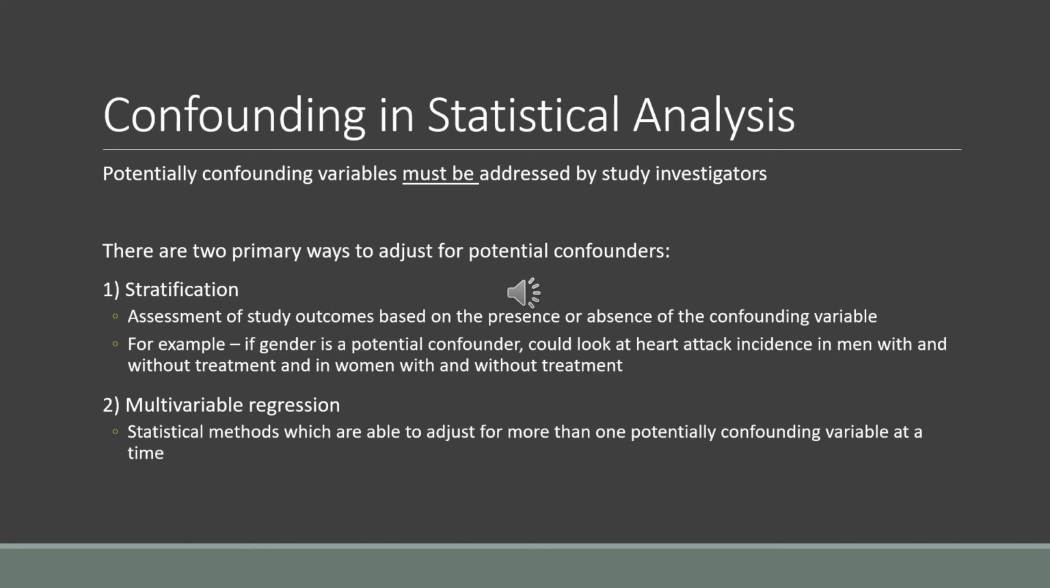The second way we can adjust for confounding is through a method called multivariable regression. So this is a statistical method which essentially is able to do what stratification does, but it's able to adjust for more than one potentially confounding variable at a time. For now, that's all you need to know about regression, is that it exists to address confounding in multiple variables. You do not need to know anything else about it until the latter half of the semester.